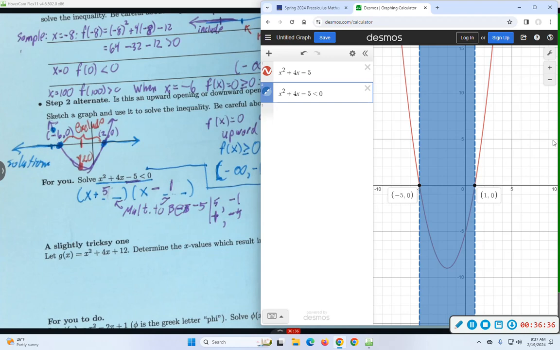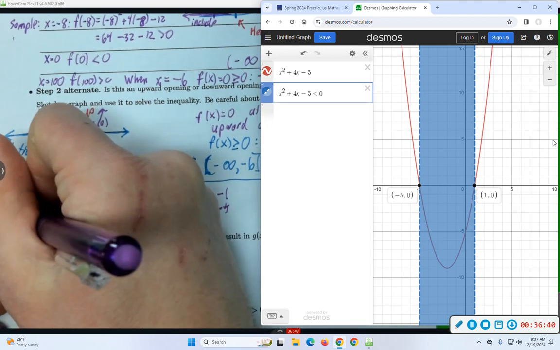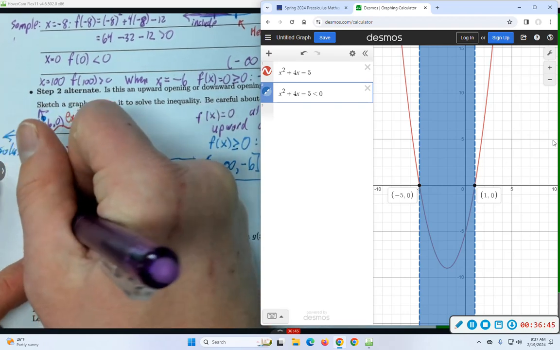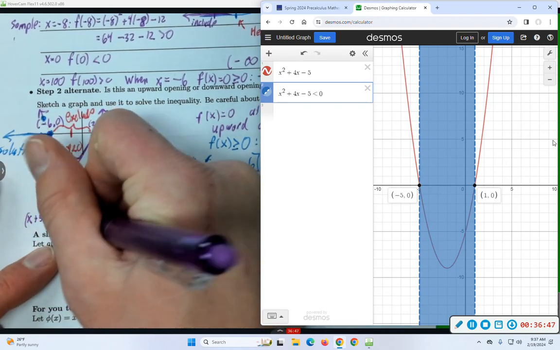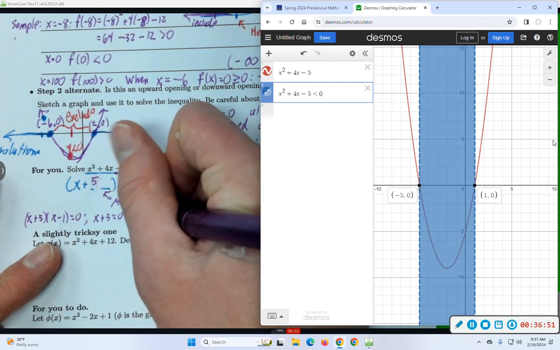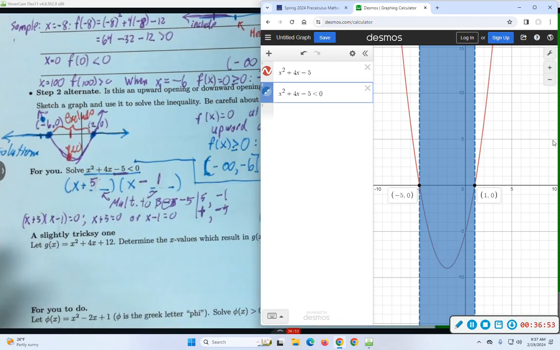Okay, now I need to set this equal to 0. So x plus 5 times x minus 1 equals 0. That means either x plus 5 equals 0, or x minus 1 equals 0. All right, when is x plus 5 equal to 0?